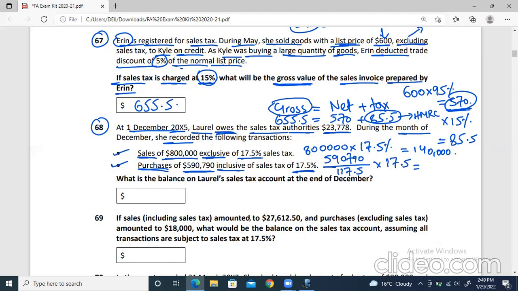Always remember, we'll create a fraction like this whenever we are dealing with the inclusive amount. So 590790 divided by 117.5 times 17.5. This gives us the answer of 87990. So we've got both the outputs as well as the inputs.